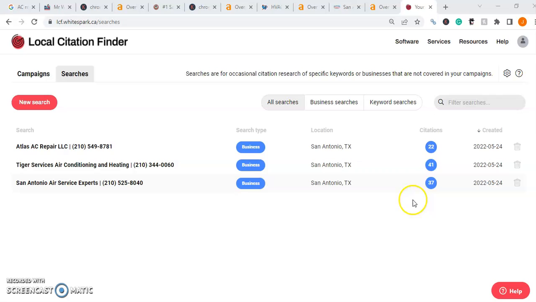I normally recommend that you double the biggest amount in here. So if it's 41, you'll need 82 citations on top of the SEO factors we talked about to really go in and start outranking these companies. But that's just my estimations.